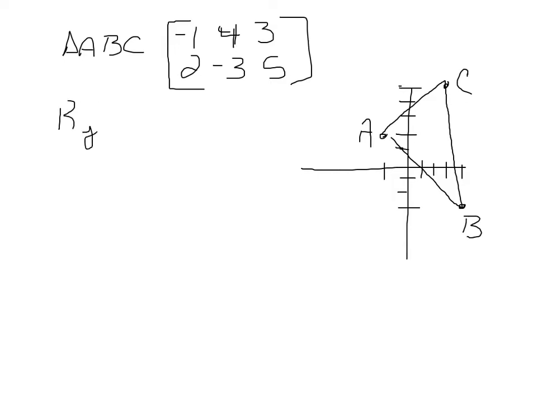Typically that is written with an R sub y, reflecting it across the y-axis. To do this, our rule is -x, comma y, which means that you will keep the numbers in the same order. Just multiply the first one by a -1. So -1 times a -1 is 1. 4 times a -1. 3 times a -1. Leaving the second set of numbers the same.